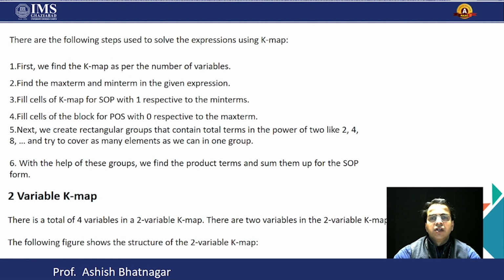There are the following steps used to solve the expressions. First, we find the K-map as per the number of variables. Find the maxterms and minterms. Fill the cells of the K-map with 1s for SOP and 0s for POS. Next, we create multiple groups, in the form of 2, in the form of 4, in the form of 8, and maximum 16. But 16 is not possible.